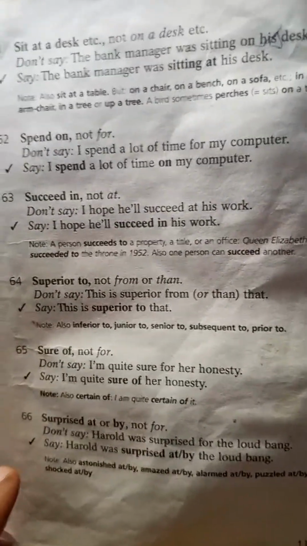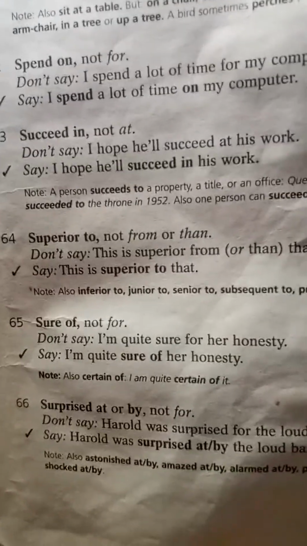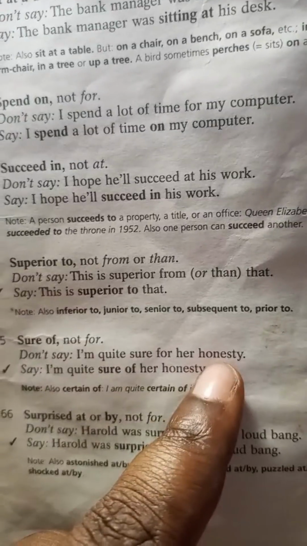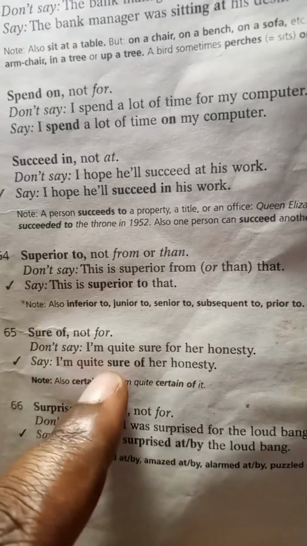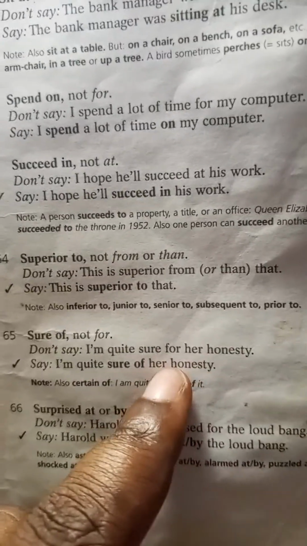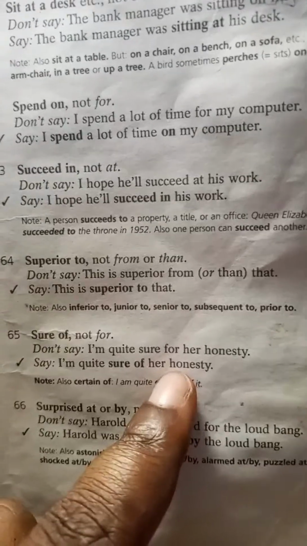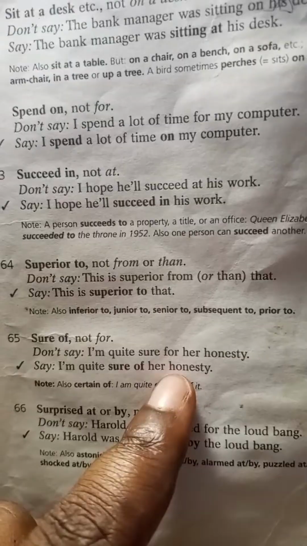All right, and then sure of, not for. You don't say that I am sure for her honesty, but you should say I'm quite sure of her honesty. You remember that this H is silent, so it is pronounced as honesty, without the H. So H is a silent letter.